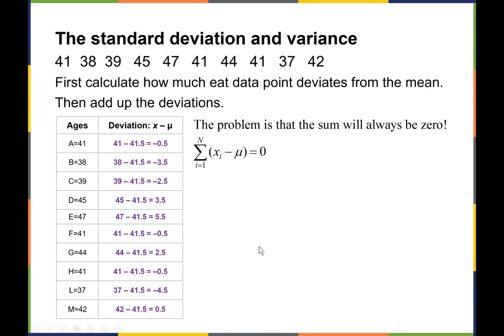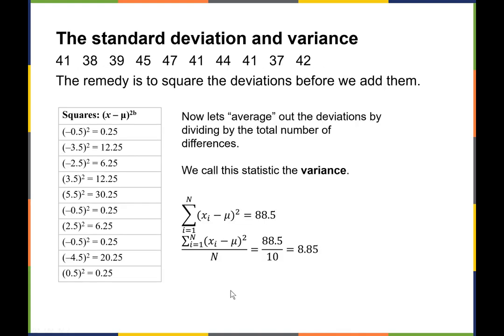The problem is the sum of this is always going to be zero. Sit down and think about that one on your own, why that's always going to be true. But it is always going to be true. And that's not very helpful. Once we add these up, we always just get zero. So we need to do something else.